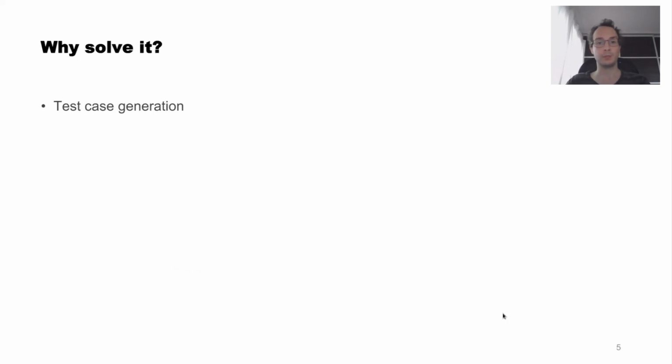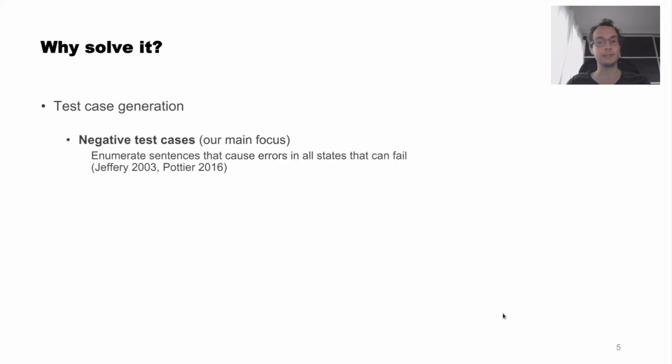Why would we solve that problem? The first main category of applications is the generation of test cases. We are interested in negative test cases, generating a list of sentences to reach all states that can fail. This idea goes back to a paper by Jeffery in 2003, which suggested an approach to write error messages for LR parsers. Much of the work was manual, and Pottier proposed a methodology to automate a part of the work and guarantee completeness of error coverage.